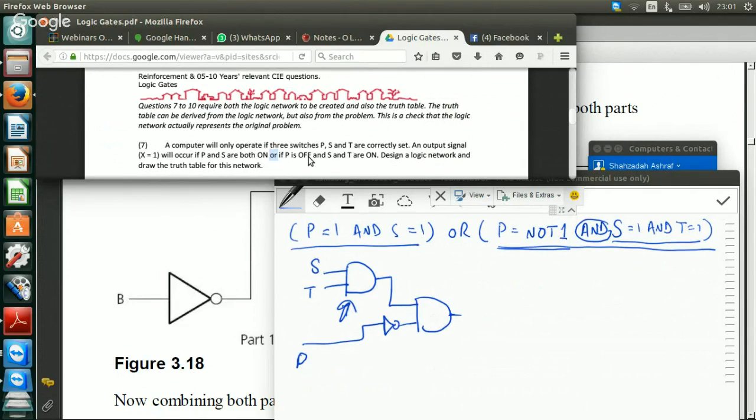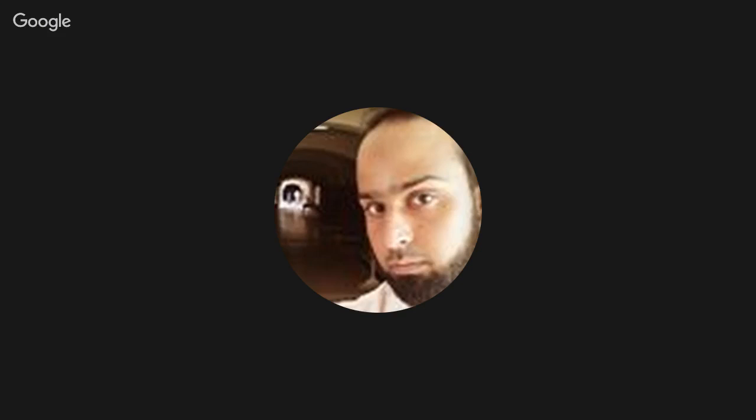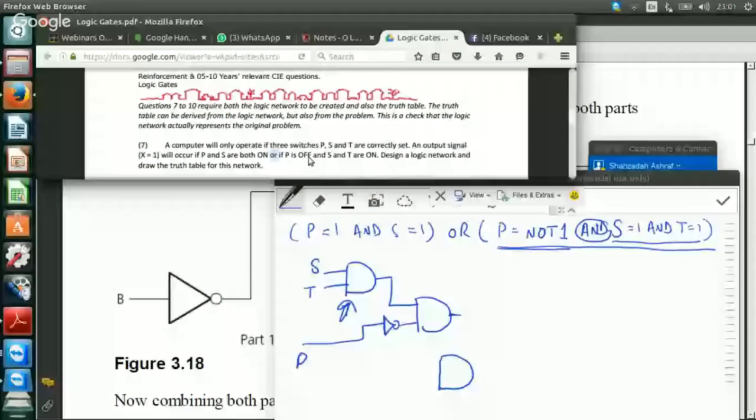Again, when we start solving this one, there is an AND gate. So make an AND gate like this. And what are the inputs of this AND gate? The inputs of this AND gate are P is equal to 1 and S is equal to 1. So we already have these P and S here. We will not draw other P and S. So this thing should be done very carefully.